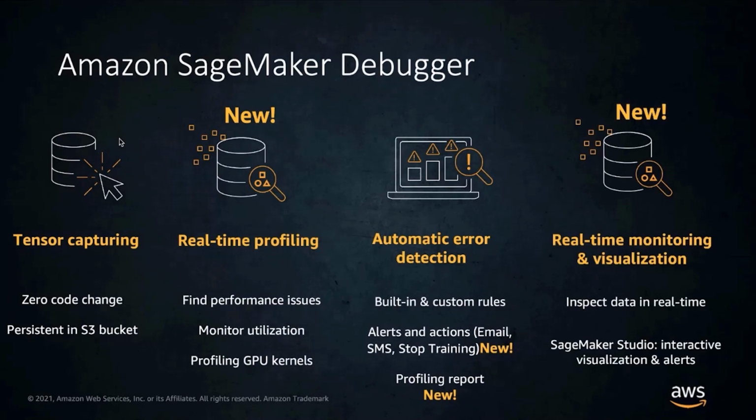You can also use Debugger for real-time monitoring and visualization, and that's especially useful if you have training jobs that run for a long time. You can inspect the data in real time, either via the Debugger API, which you can use in your notebook, and you can also use SageMaker Studio to visualize the performance data in real time.